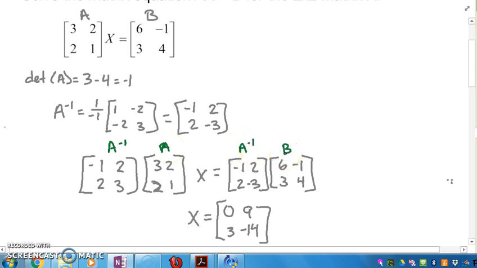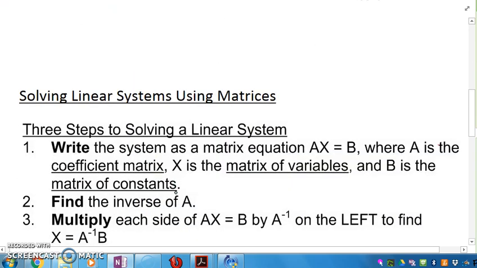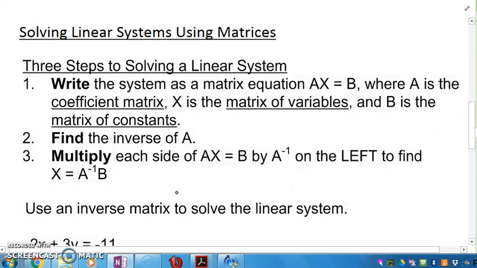Once we've multiplied both sides by A inverse, we end up getting X equals this 2 by 2 matrix: 0, 9, 3, -14. And again, why is X isolated? Because A inverse times A gives me the identity matrix. So now let's move on to solving systems of linear equations using matrices.